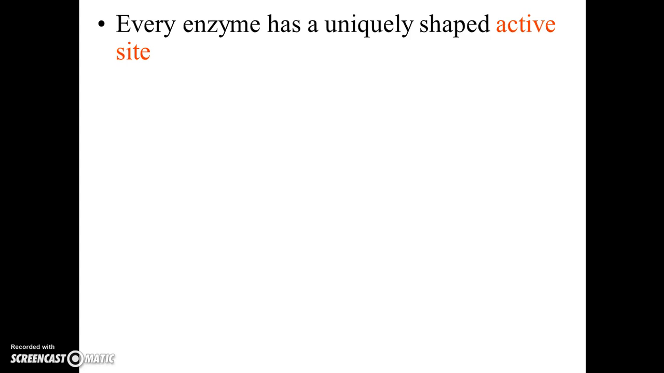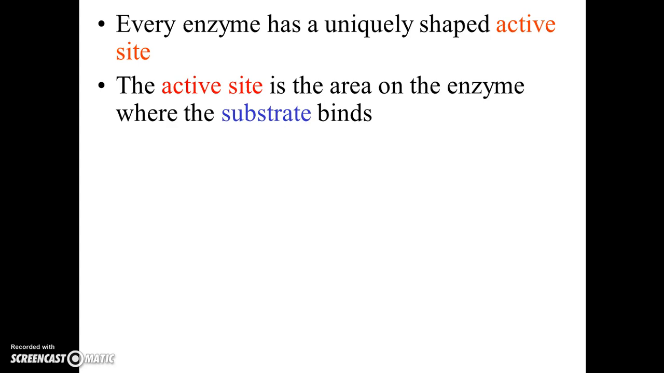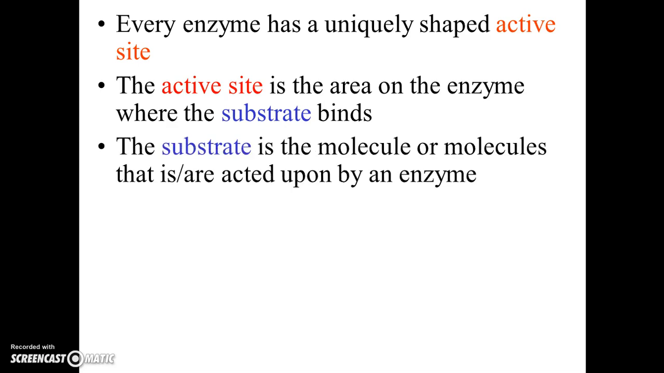Every enzyme has a uniquely shaped active site. Once again, active site is in red because I am going to tell you what that is. The active site is the area on the enzyme where the substrate binds. The substrate is the molecule or molecules that is or are acted upon by an enzyme.